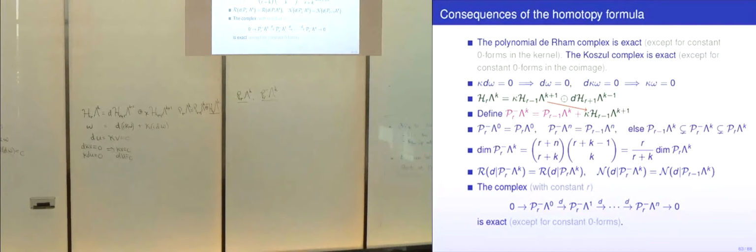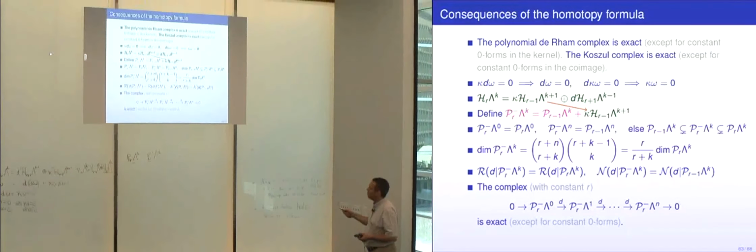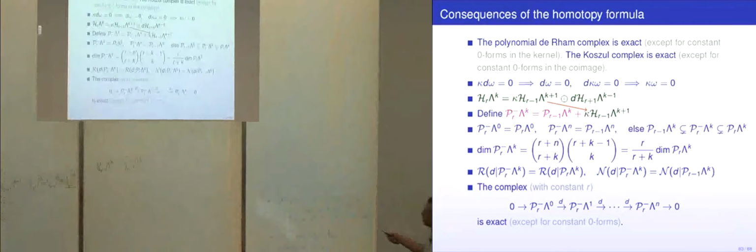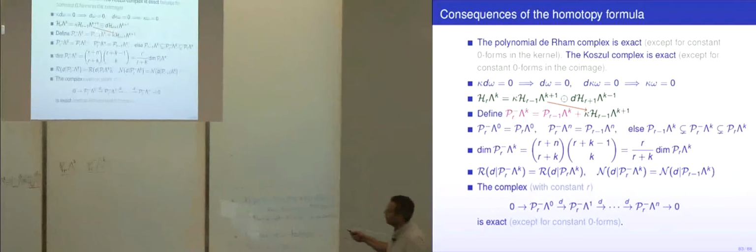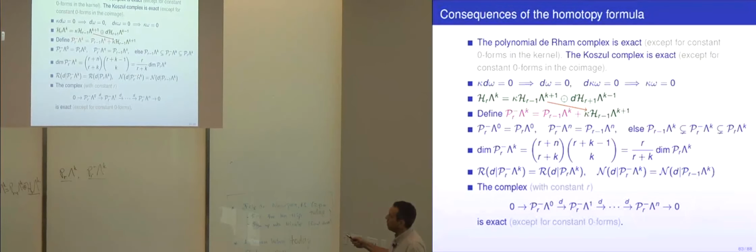Okay, how about the null space? What are the things in P_r minus Lambda^k for which D is 0? Well, first of all, the P_r minus 1 part has to go by D to 0. And then the kappa part has to go by D to 0. But we know D is 1 to 1 on the range of kappa, so that never happens unless the kappa part is 0. So the null space of P_r minus Lambda^k is the same as the null space of D restricted to P_{r-1}.